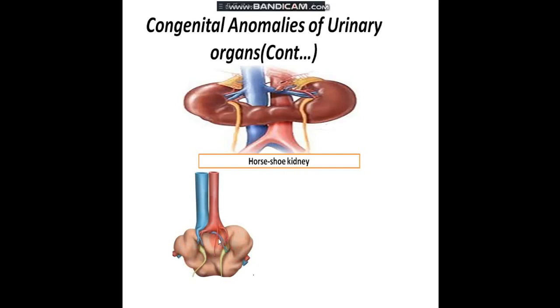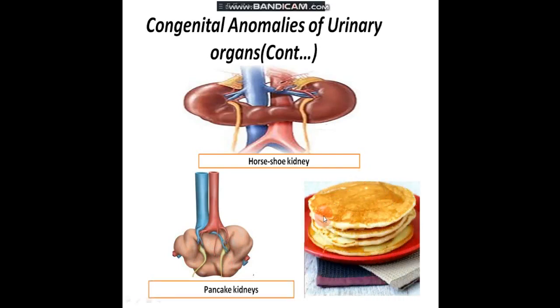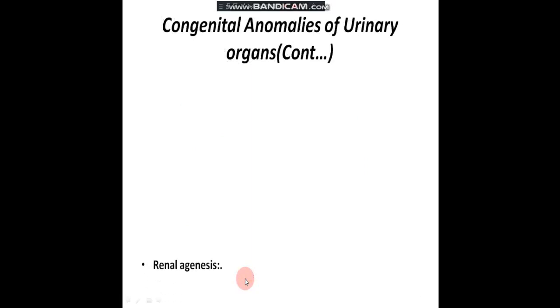Then another anomaly we can see over here: the whole of both kidneys are fused together to form a single mass. This single mass resembles a pancake. So such a type of kidney is known as pancake kidney. We can see that this is the pancake. Such a kidney resembles a pancake, and that is why it is called a pancake kidney.